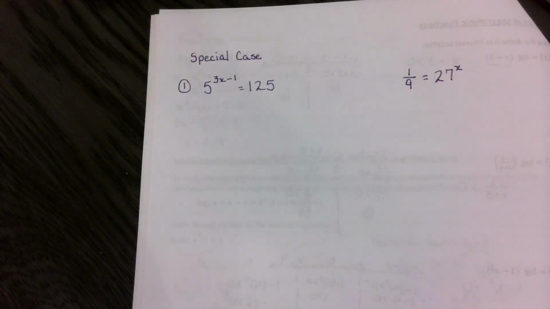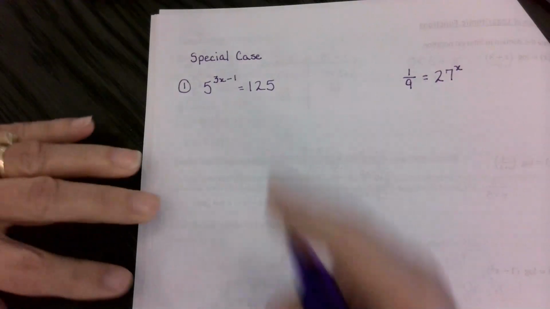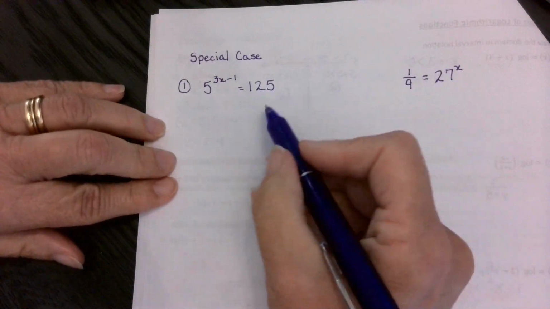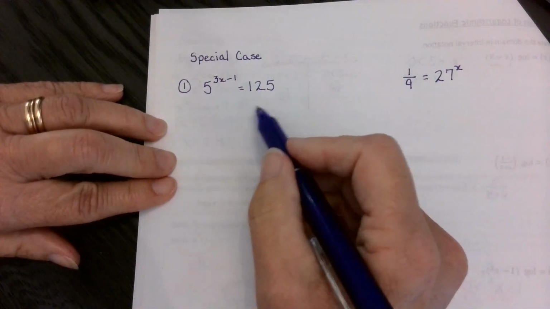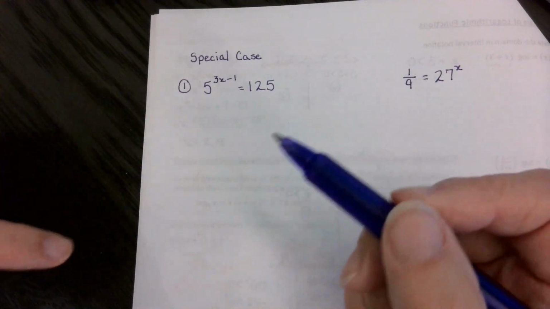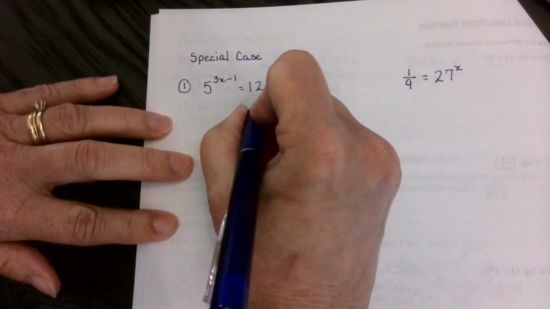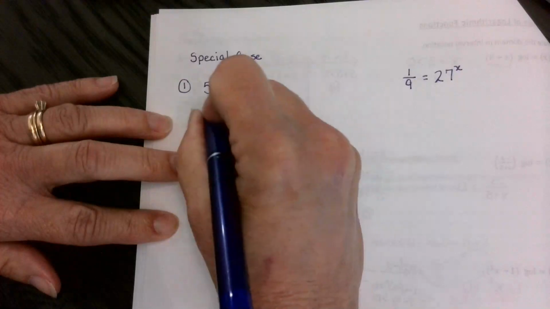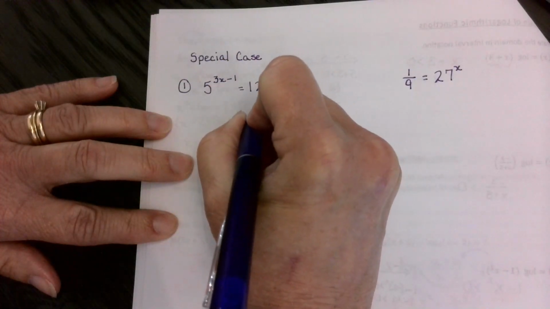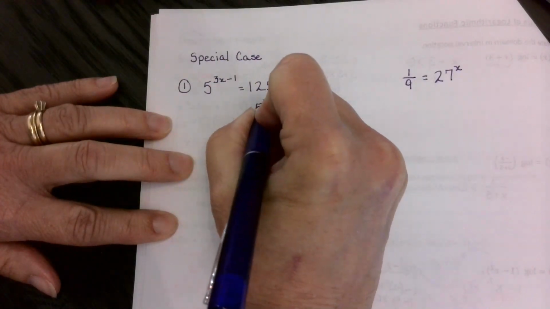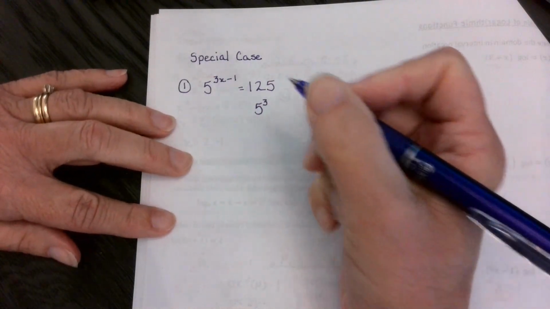Okay, I need to do two more problems that go with solving exponential equations. And these are a special case. What I can do is, if I can get the bases to be the same, then all I have to do is set the exponents equal to each other. I can rewrite 125 with the base of 5. It is 5 to the third power, because that gives us 125.